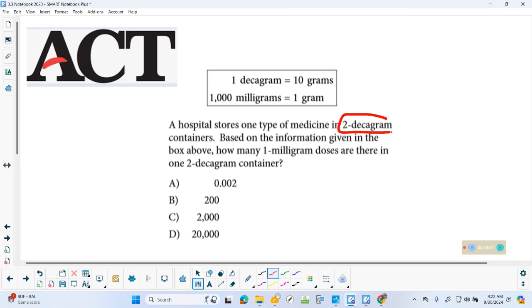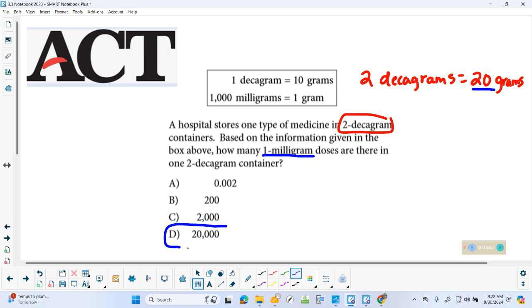So first off, I'm seeing this 2 decagrams. Well, if you know 1 decagram is 10 grams, 2 decagrams is how many grams? If 1 is 10, 2 is 20. Okay. Just a little mental math there. Now, they want to know here how many milligrams is my final answer. Well, if you have 20 grams, if 1 gram is 1,000 milligrams, 20 grams is 20,000. So it's just doing a little converting off the little box there. I feel like I'm teaching science class right now. Okay.